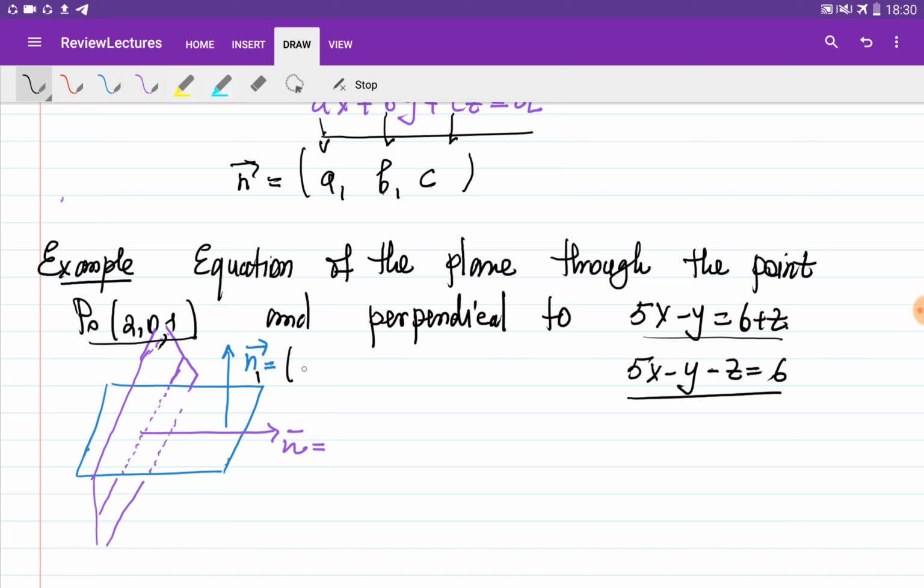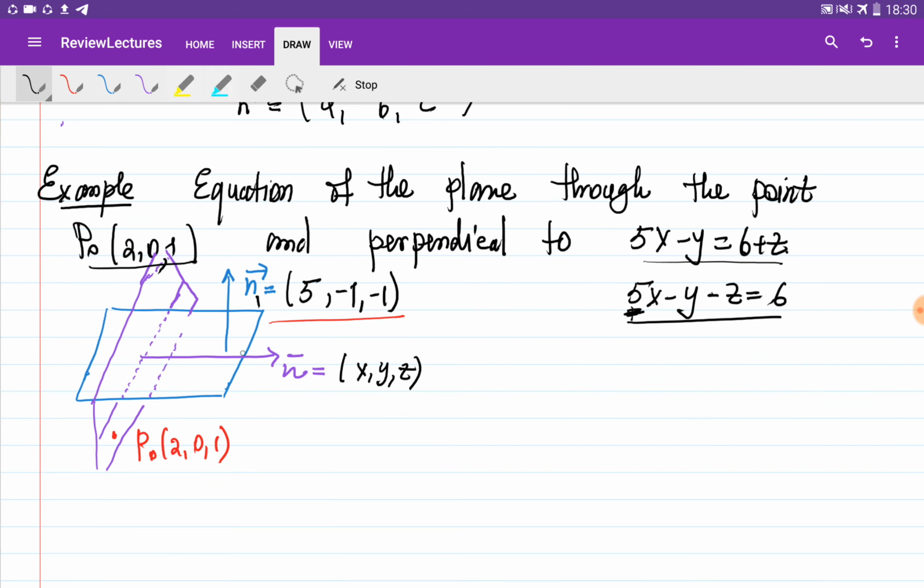Let me denote this as n1. This is going to have the components 5, minus 1, minus 1. And I would like to create this purple plane which is going to be perpendicular to this, right? The only thing I know is the coordinates of a point on this plane, which is 2, 0, 1, and also that it is perpendicular to this one, but I need to know the normal vector to it, right? So let me denote the components of the normal vector as x, y, and z, right? And since these two planes are perpendicular, the normal vectors should be perpendicular as well.